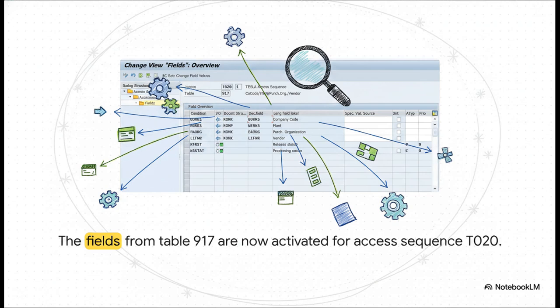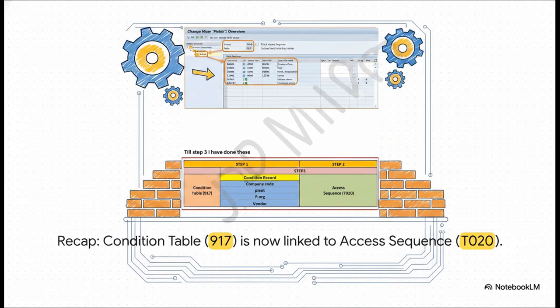You see them there: company code, plant, vendor. Our search strategy now knows exactly what to look for, and we didn't have to type any of it in manually. So let's just do a quick visual recap here. We've got our ingredients list, the condition table, and it's now officially connected to our search method, the access sequence. The foundation of our pricing recipe is set.